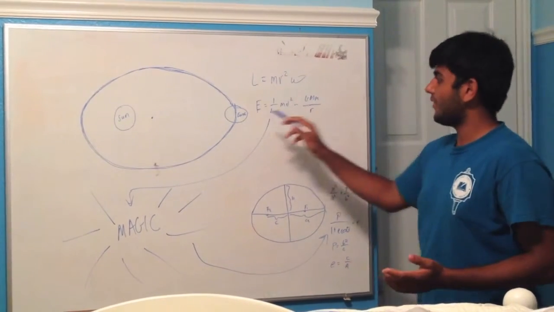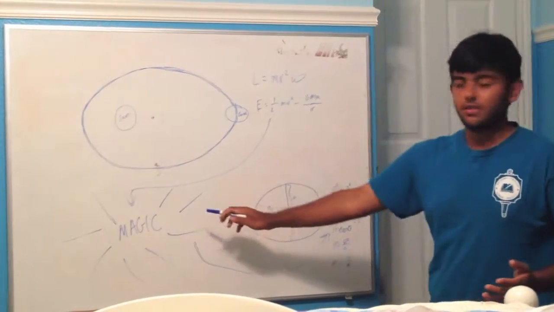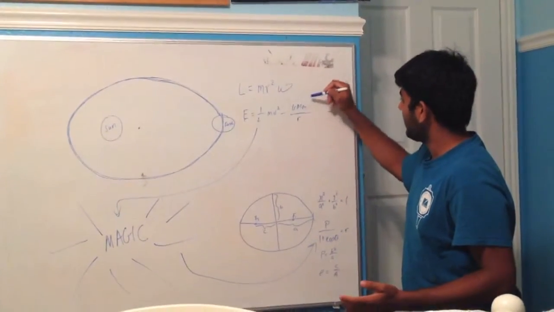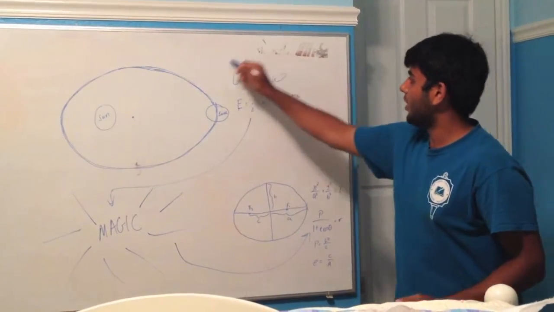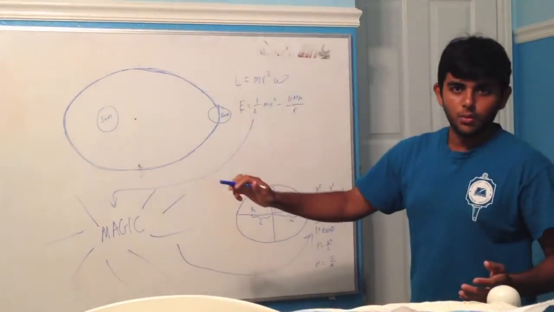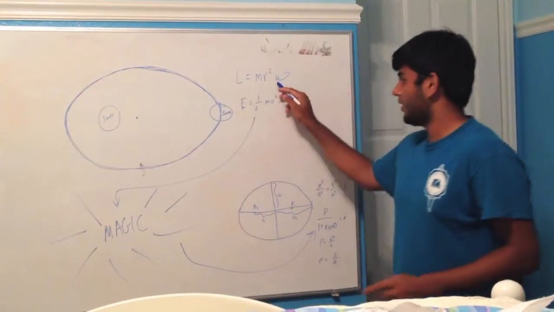This is the gravitational attraction between the Sun and the Earth at different points: radius, mass of the Sun, mass of the Earth, the universal gravitational constant. This, as everyone may know, is the formula for angular momentum. L is equal to mr²ω, or Iω.